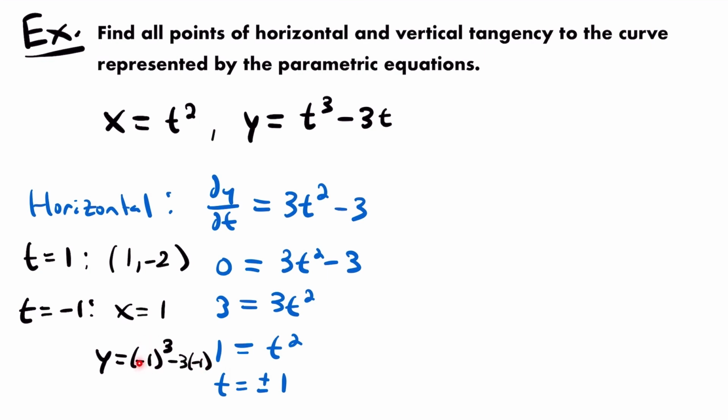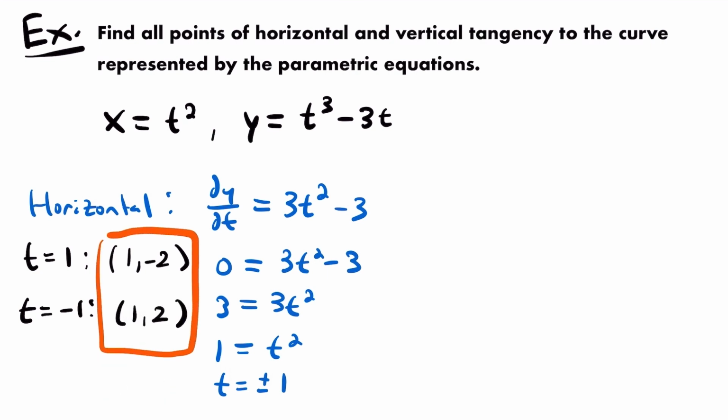So we have negative 1 plus 3, which is equal to positive 2. So y is equal to positive 2. So we have x equals 1 and y equals 2, which means the other coordinate point where we have a horizontal tangent line is at (1, 2). All right, so at these 2 points, (1, -2) and (1, 2), we have horizontal tangent lines along the curve represented by these parametric equations.